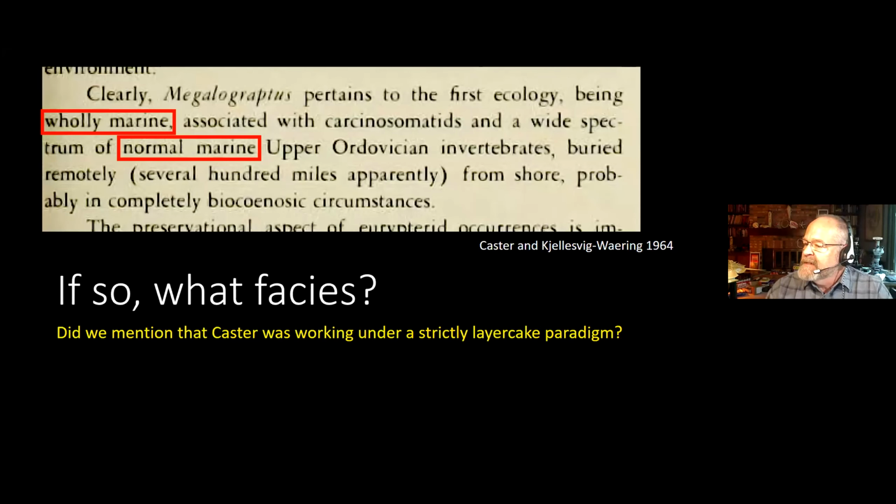Of course, in 1964, Castor and, I'm sorry, I can't pronounce that name. I'm sure some of you can. Basically was under the impression that everything was layer cake and didn't really understand facies. So the big question that he addressed in describing these Megalograptids was whether or not they were marine.